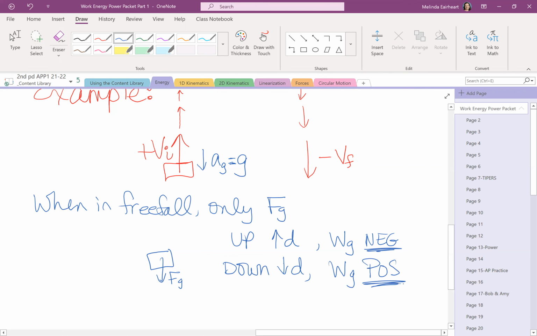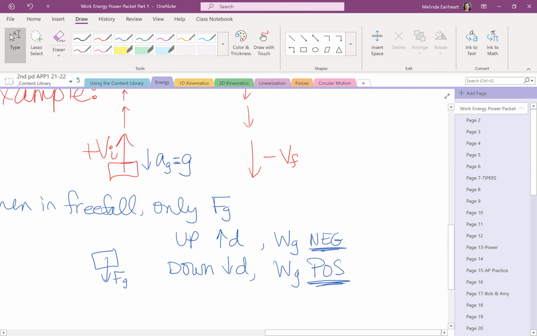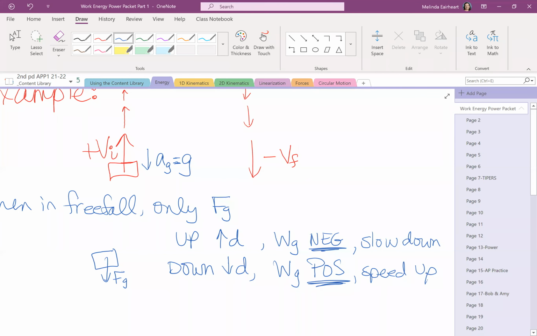Okay, and doesn't that align with the whole slowing down on the way up, and then speeding up on the way down? Okay, so not a bad example there. Just pointing out that one force never changes direction, but the kind of work it does change. It depends on the motion.